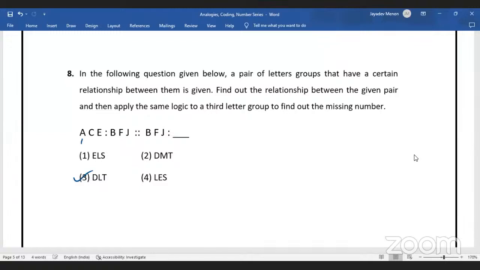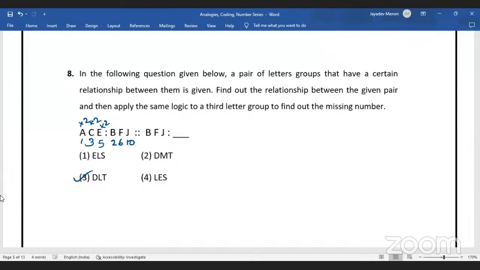Alphabetical position of A is 1, C is 3, E is 5. Now, alphabetical position of B is 2, F is 6, J is 10. So actually here, 1 into 2 gives 2. 3 into 2 gives 6. 5 into 2 gives 10. So the alphabetical position of the letters of the first word is multiplied by 2 to get the alphabetical position of the letters of the second word.